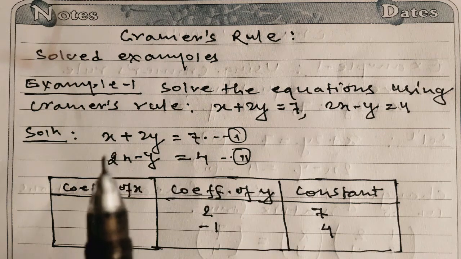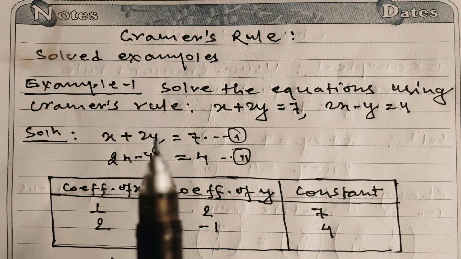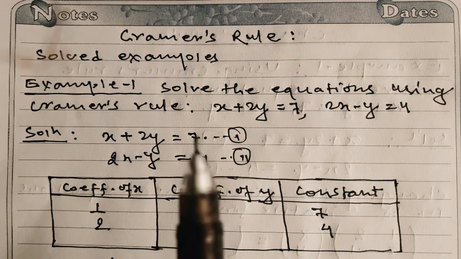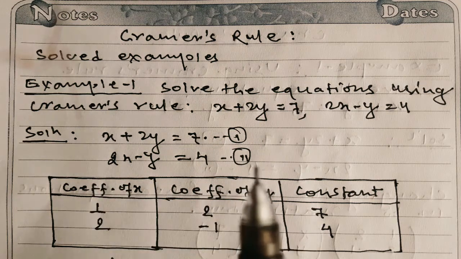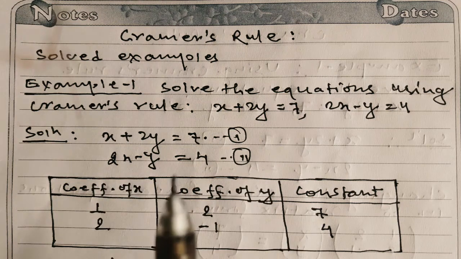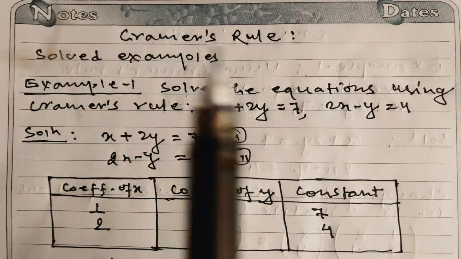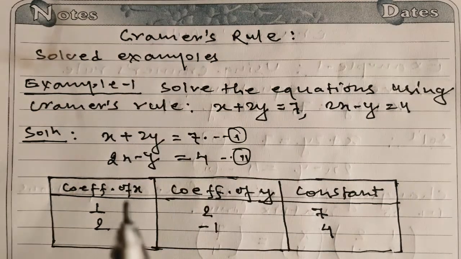The coefficient of x is 1, the coefficient of y is 2, the constant is 7. In the second equation, the coefficient of x is 2, the coefficient of y is -1, and the constant term is 4. So the first step, according to Cramer's rule, is listing the coefficient of x, coefficient of y, and constant.